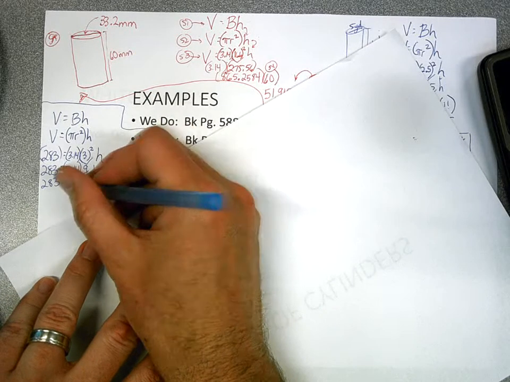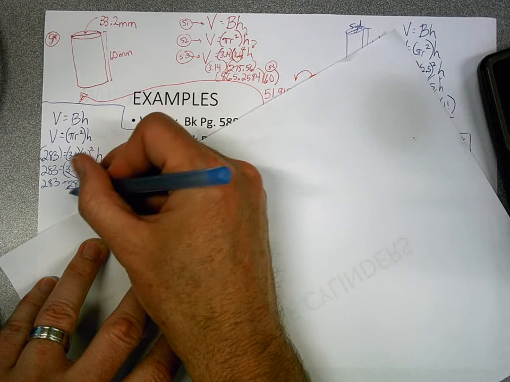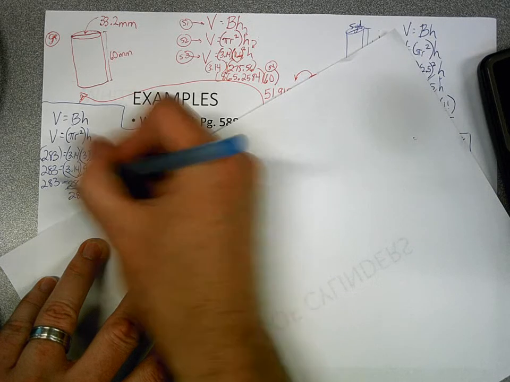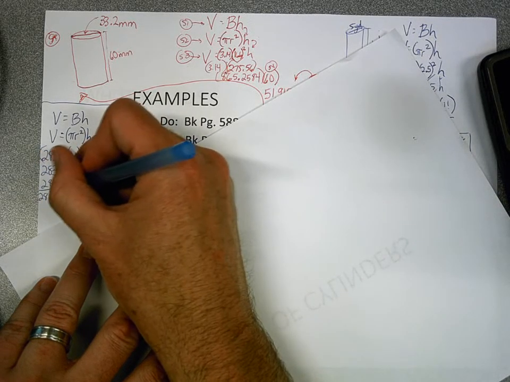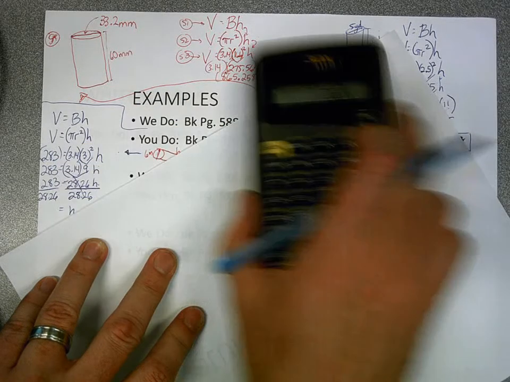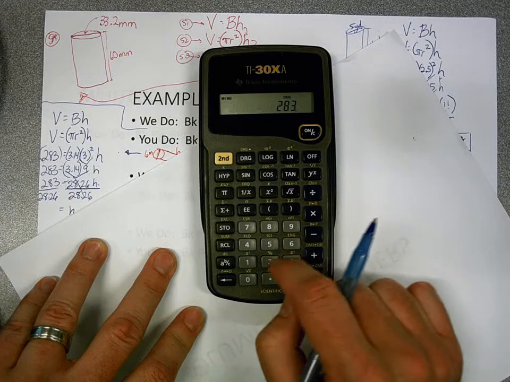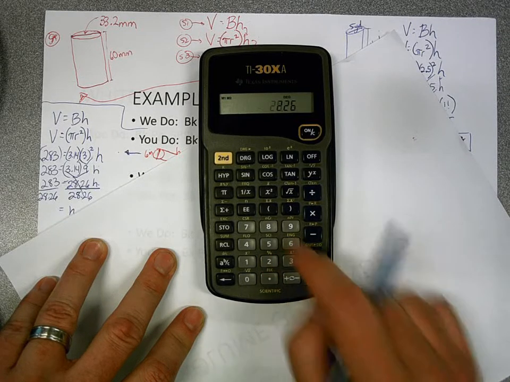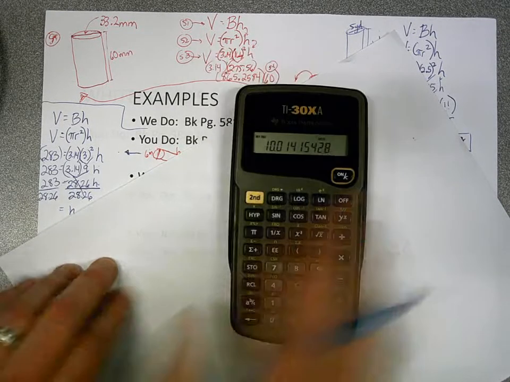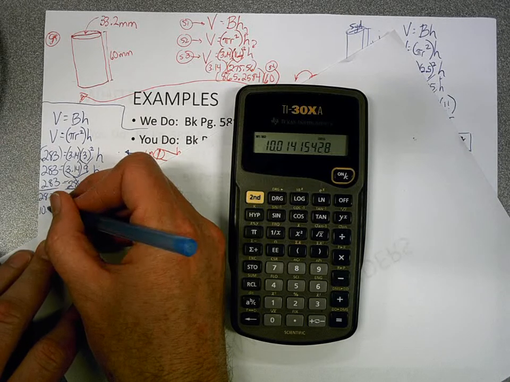And this is a one-step equation. Here's our h. I want to isolate it, right? Get it by itself, so I do the inverse. Multiplied with 28.26, I'm going to divide by 28.26, here and here. So that cancels. I have h equals, and now I'm going to use my calculator. 283 divided by 28.26 equals, and I get 10.014, and it keeps going.